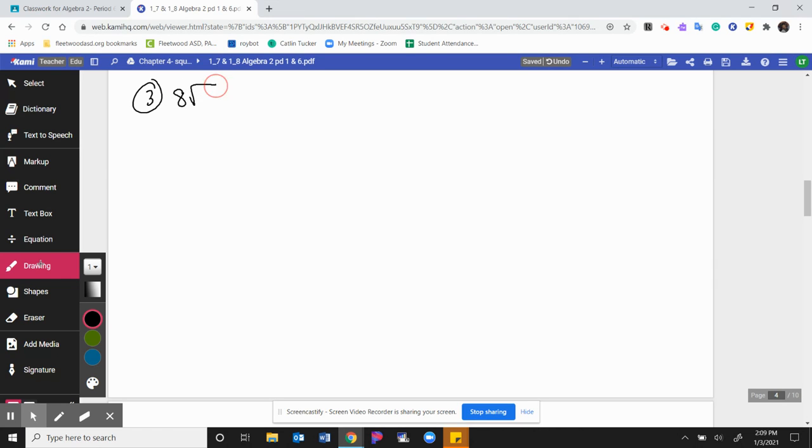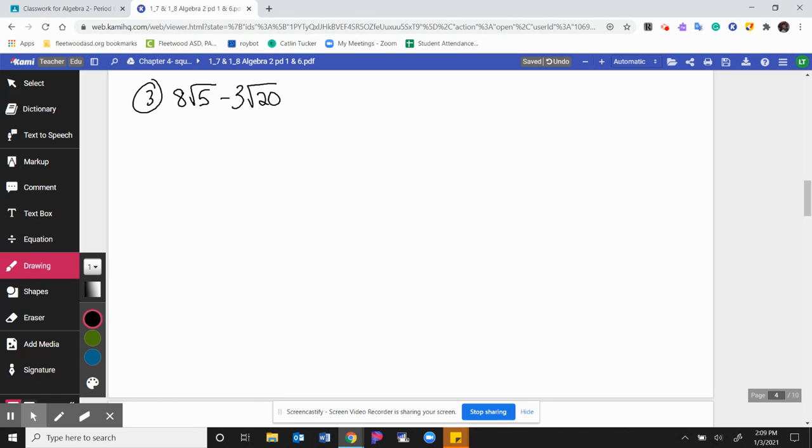8 times the square root of 5 minus 3 times the square root of 20. All right, let's take a look here. So first problem here, 8 times the square root of 5.